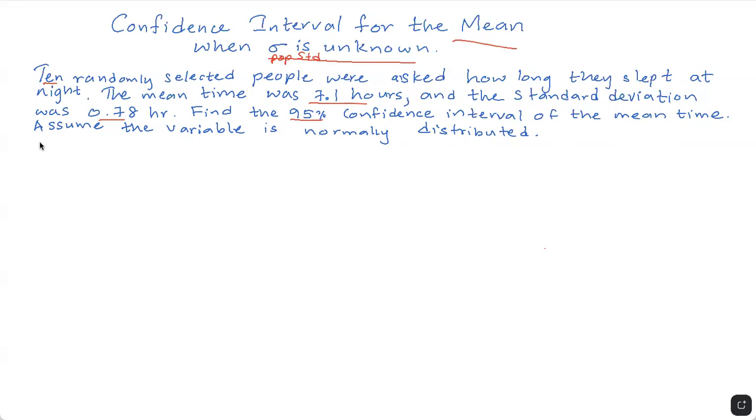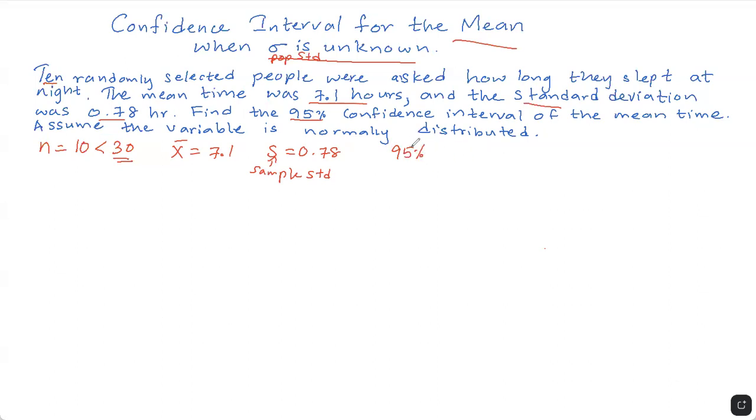The first is the sample size, n. n is 10, so we selected 10 people randomly. As you can see, this sample size is less than 30, right? And then the sample mean, which is x bar, equals 7.1 hours. And the sample standard deviation, the symbol is s, equals 0.78. So this is your sample standard deviation. And we are looking at a 95% confidence interval.